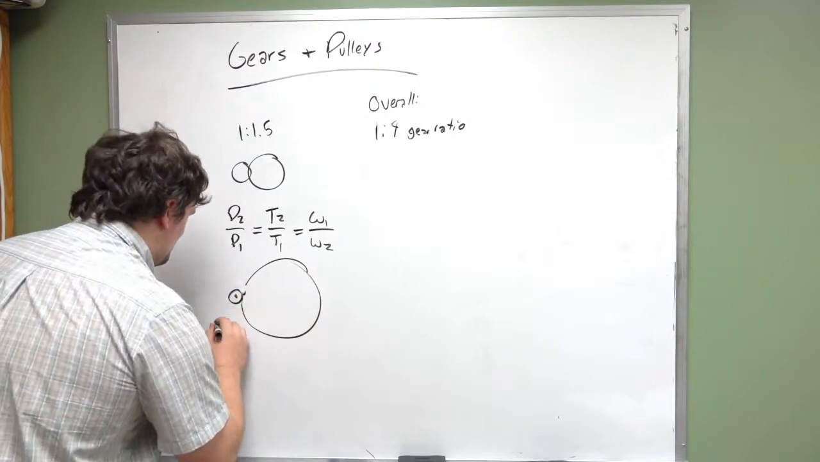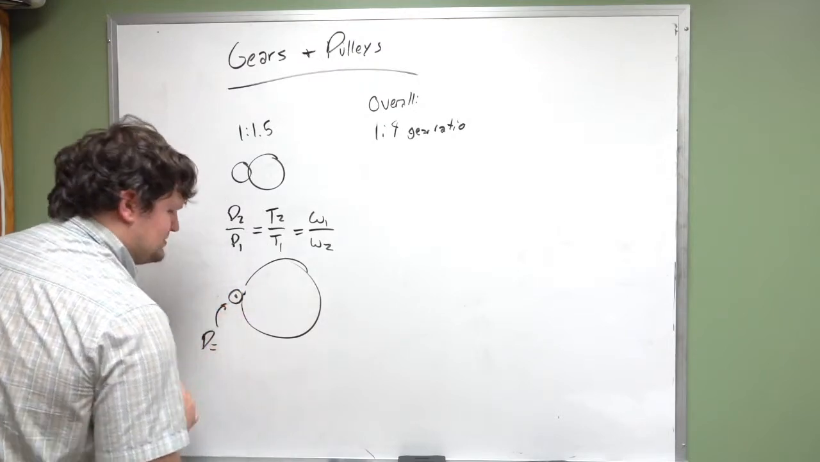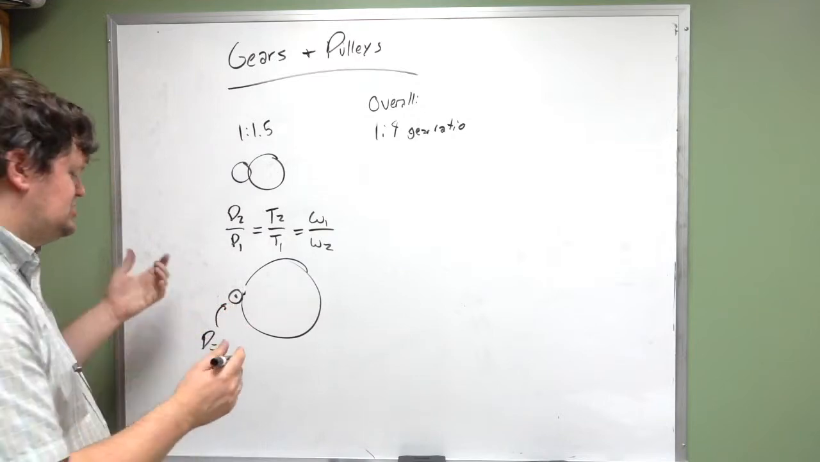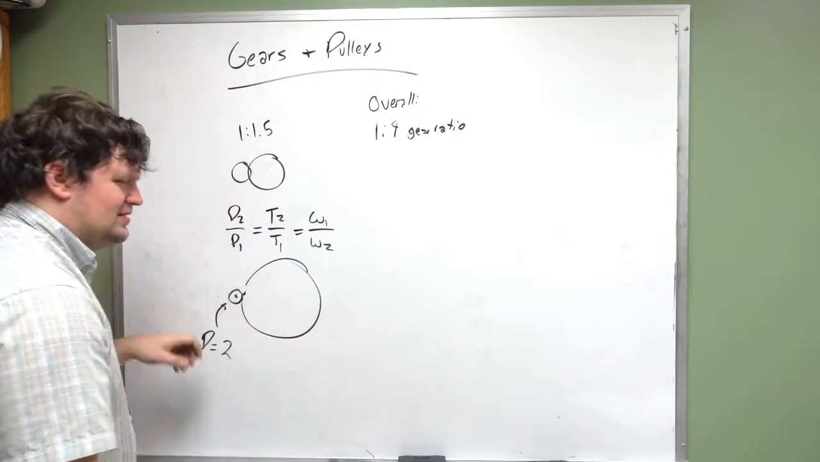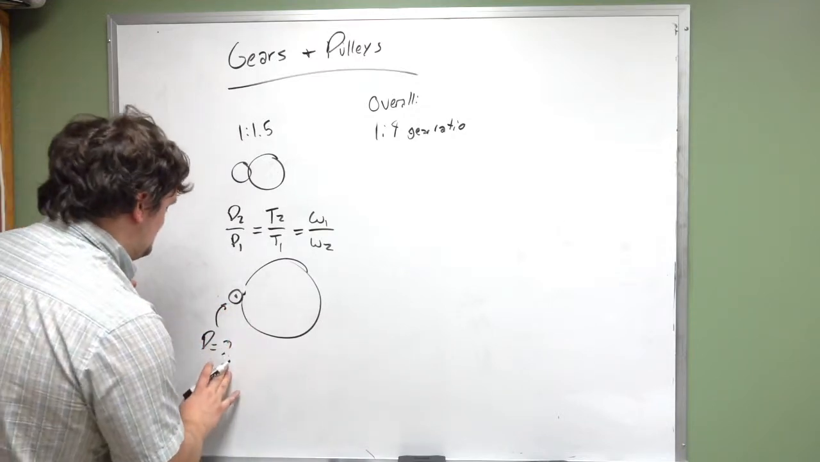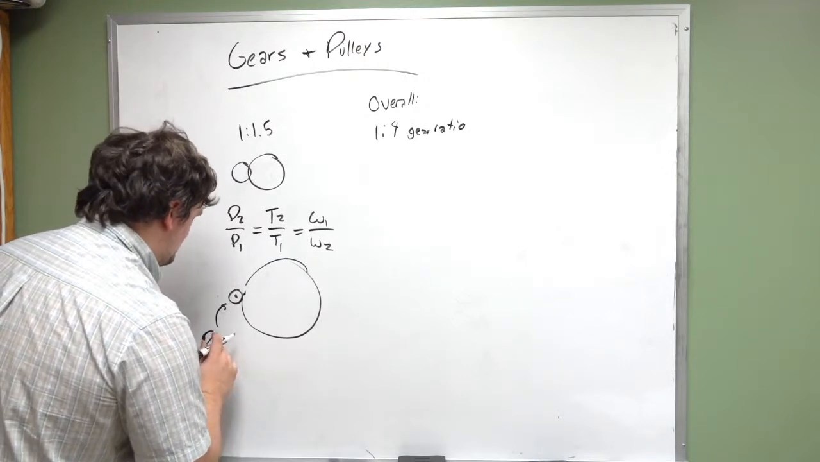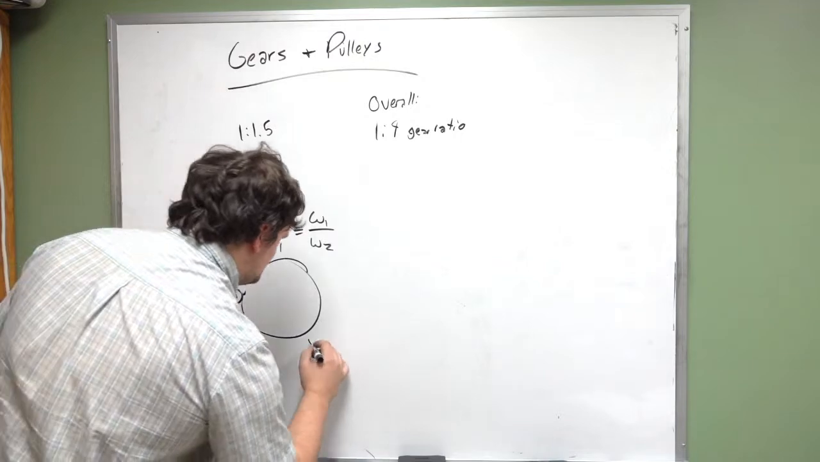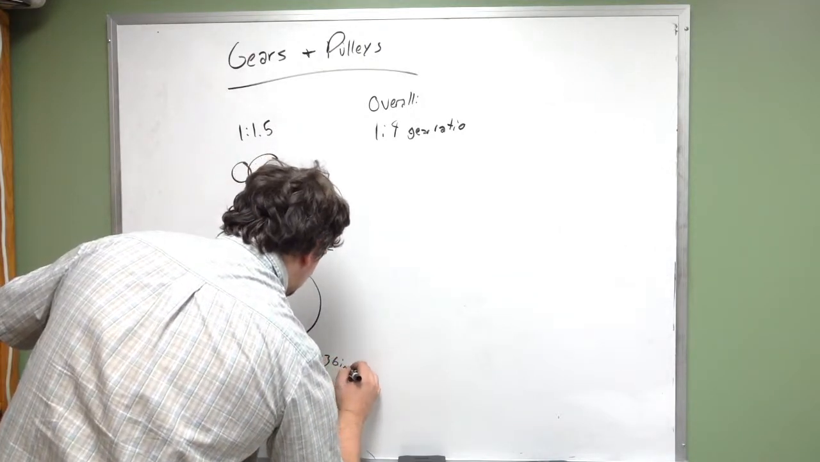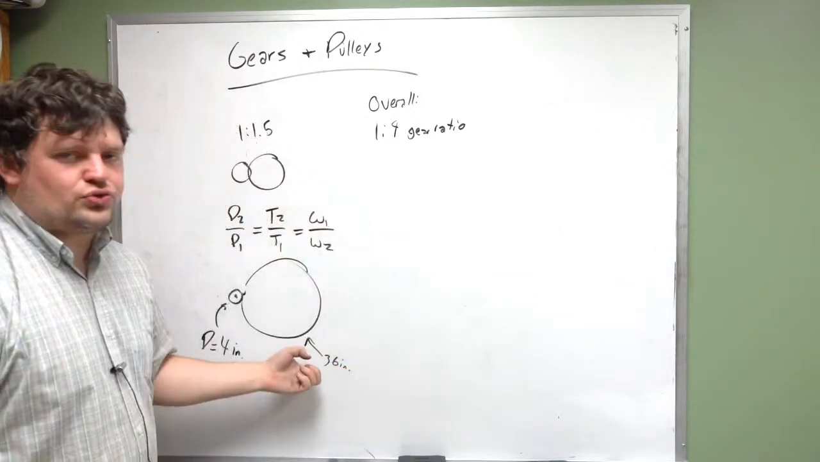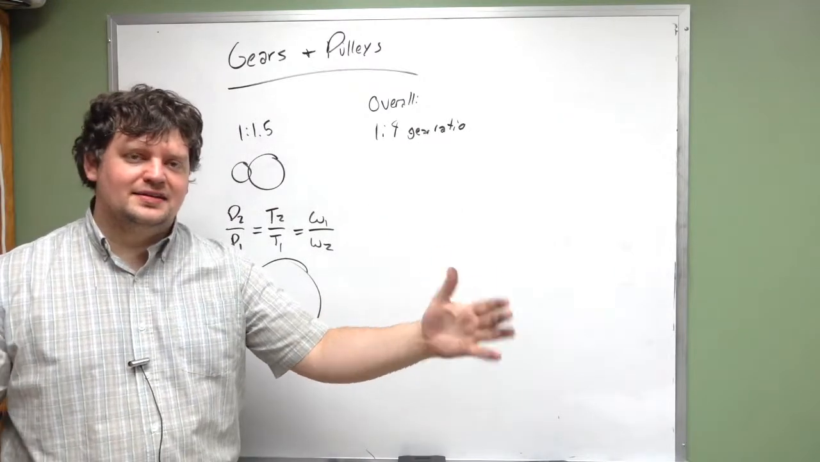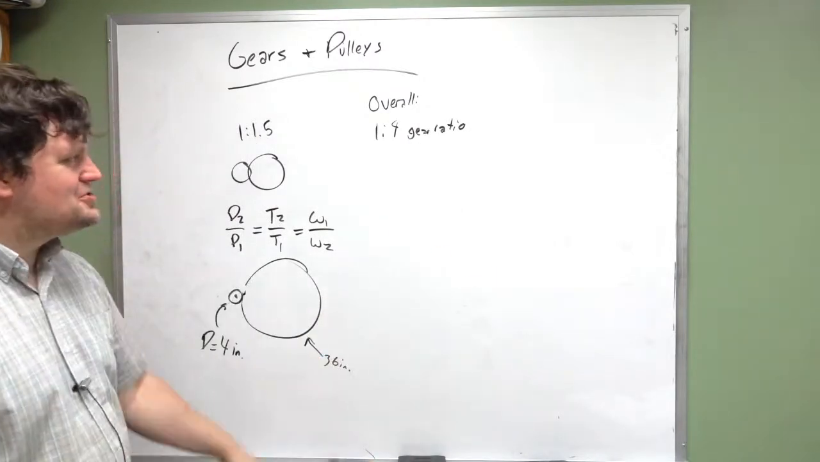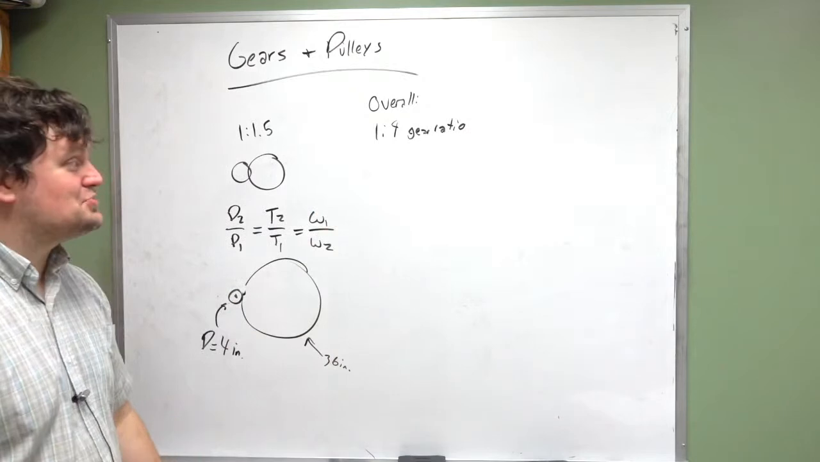Okay. We're here. This diameter is equal to maybe 2 inches. No, you can't get gears that small. Sorry, this is 4 inches. And this diameter is equal to 36 inches. So you have a 3 foot wide gear in order to get a 1 to 9 gear ratio. This is ridiculous.